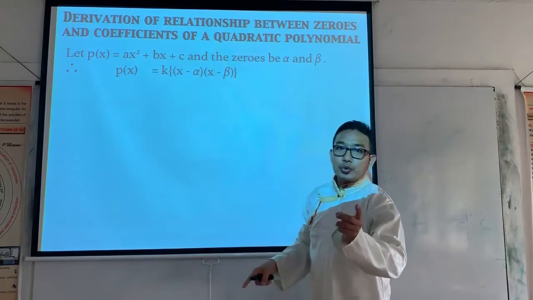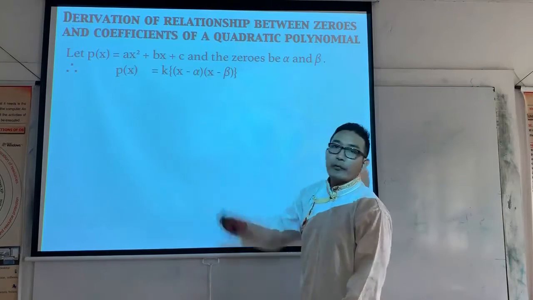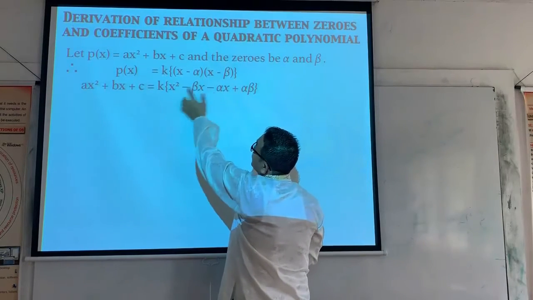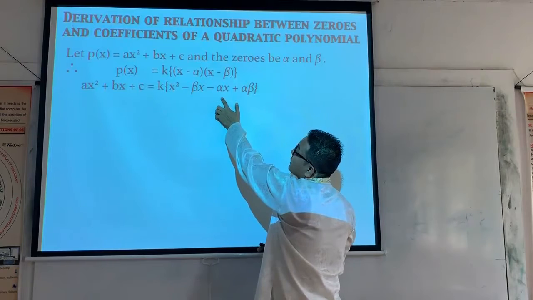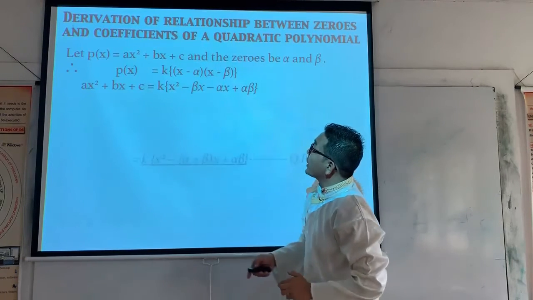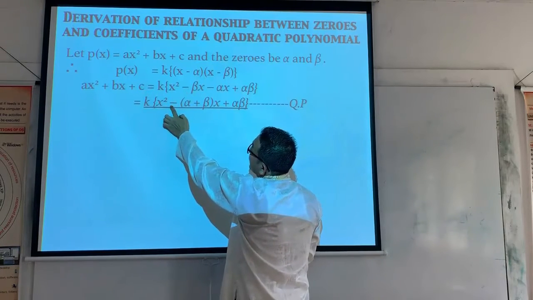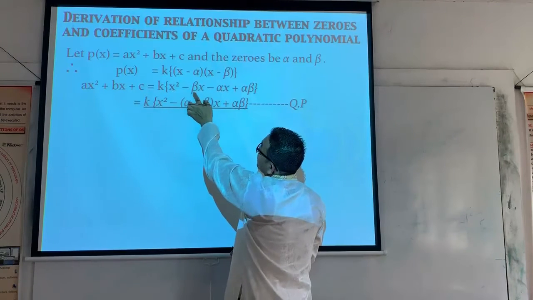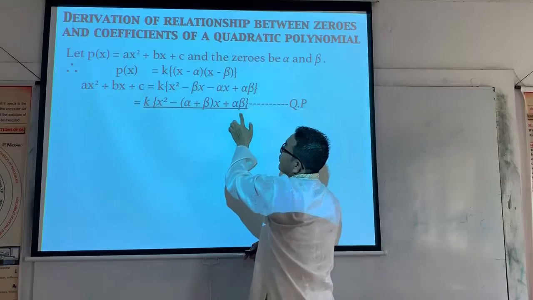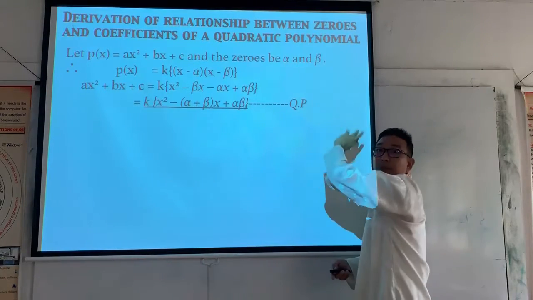The constant is some k, not equal to zero. When we multiply and simplify, what we get is k times x square minus beta x minus alpha x plus alpha beta. Taking x common, we get k times x square minus alpha plus beta times x plus alpha beta. This is a quadratic polynomial.